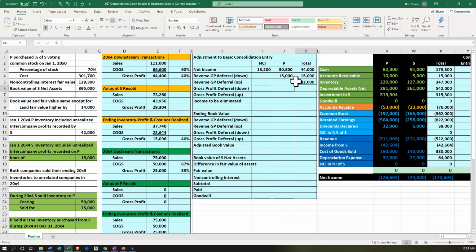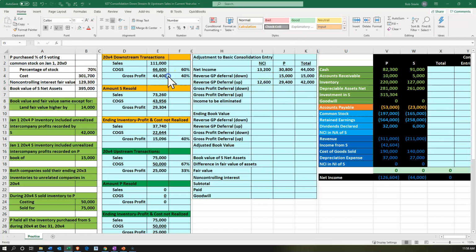And this one we then need to break out. We're going to break out in our table with the 70-30 split for the non-controlling interest and the parent. So I'm going to take that 42 times brackets 1 minus the 70%, and then we'll take that 42 times the 70%. And of course those two then adding up to that 42,000.